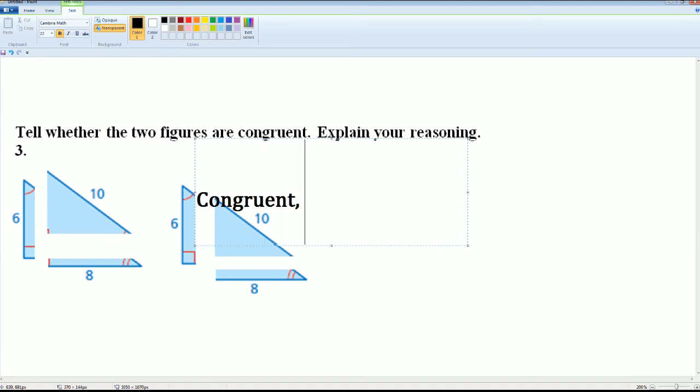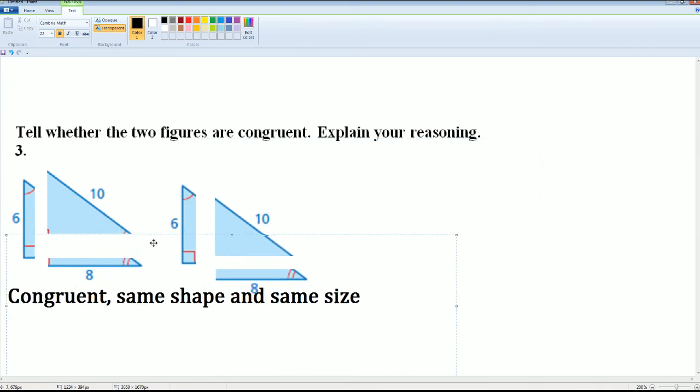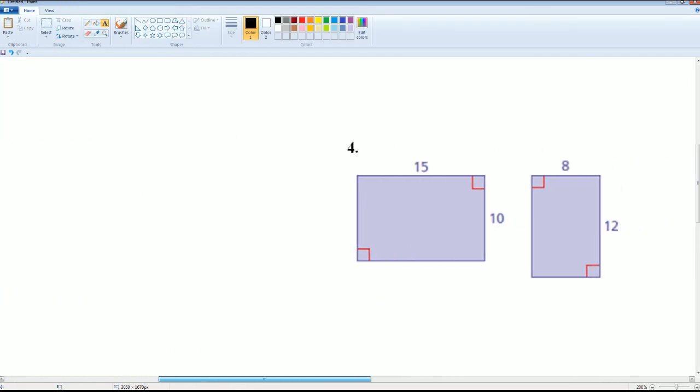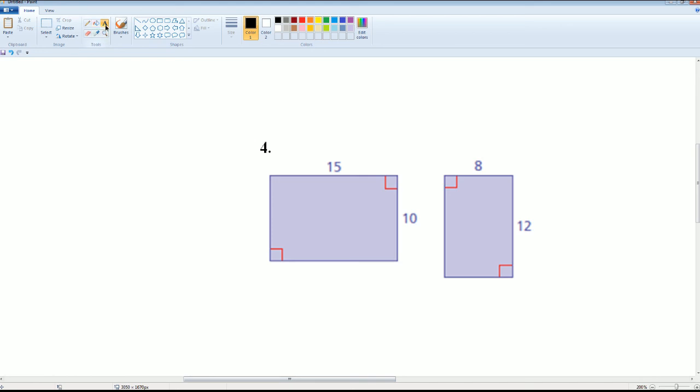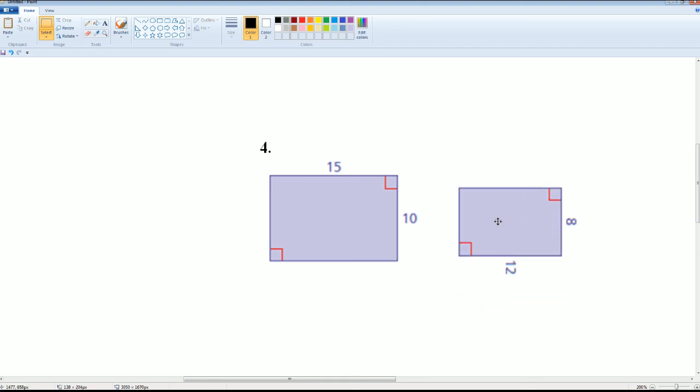Okay, they have the same shape and same size. There you go. Same shape and same size. That's it. Let's go to number 4. Let's see. Looks like this and this are a little bit off, so I'm gonna rotate it to make it look a little bit more even.